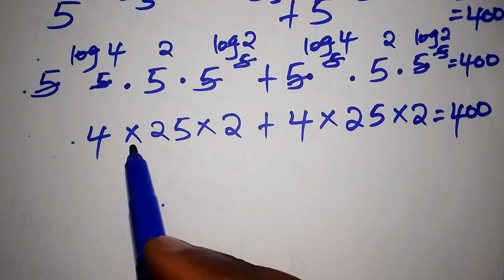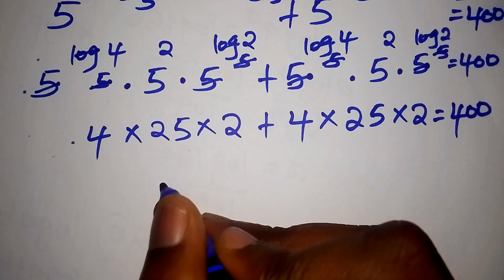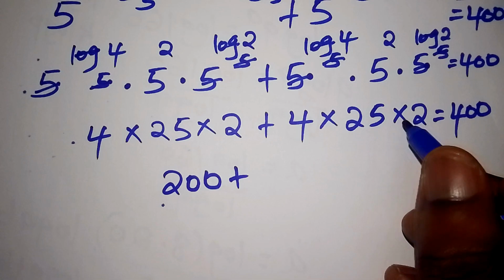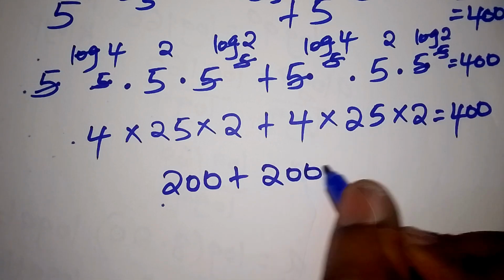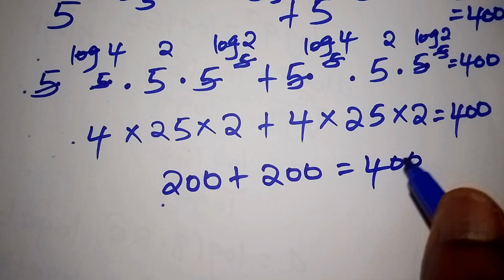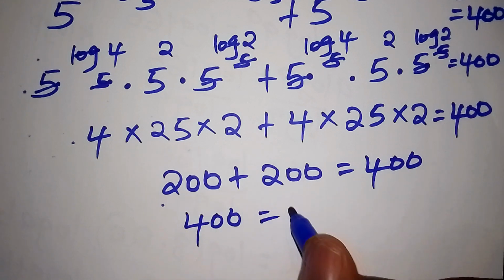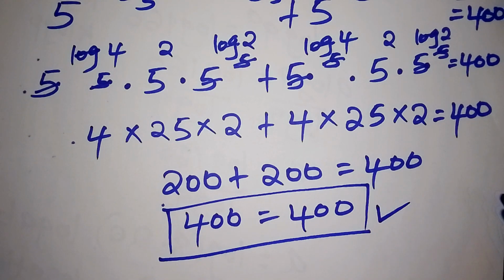So now 4 multiplied by 25 is 100, then 100 multiplied by 2 is now 200, then plus this one, 4 multiplied by 25 is 100, 100 times 2 is 200, is equal to 400. So 200 plus 200 is 400, is equal to 400. So it means that our answer is correct by proving it, and we get the correct answer.